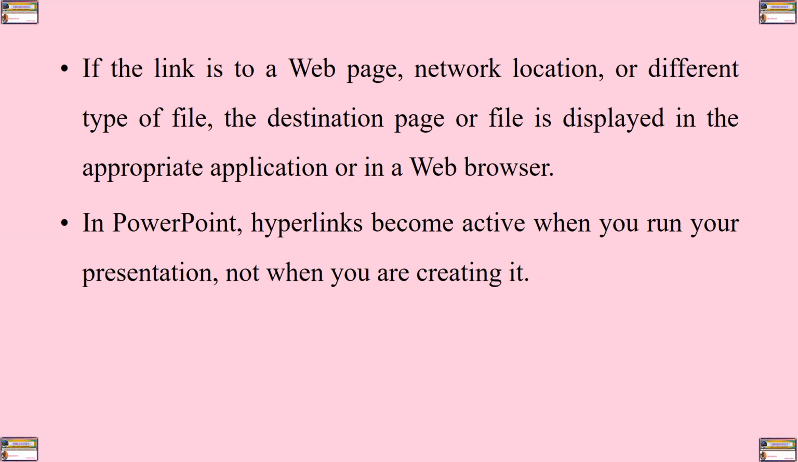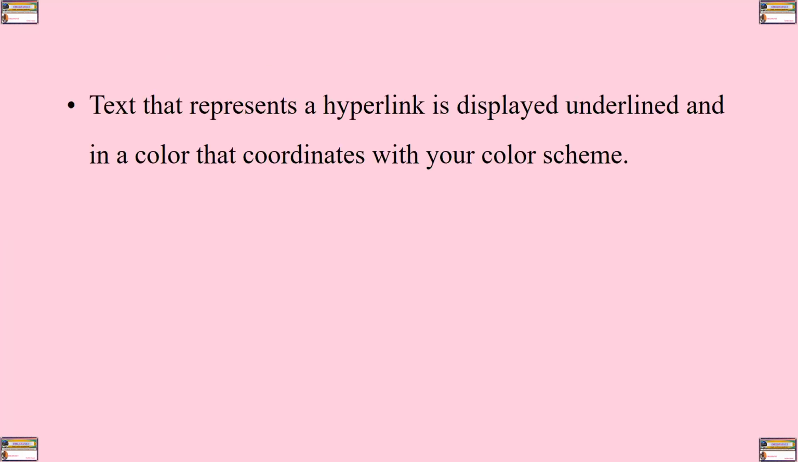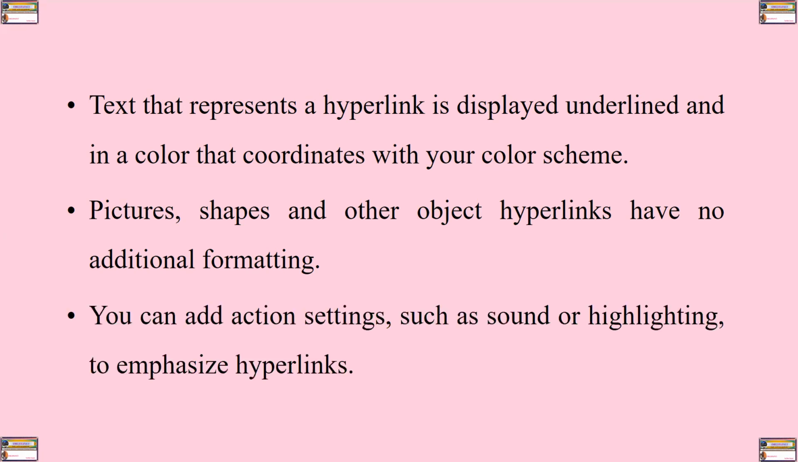In PowerPoint, hyperlinks become active when you run your presentation and not when you are creating it. When you point to a hyperlink, the pointer becomes a hand, indicating that it is something you can click. Text that represents a hyperlink is displayed underlined and in a color that coordinates with your color scheme. The pictures, shapes, and other object hyperlinks have no additional formatting. You can add action settings such as sound or highlighting to emphasize hyperlinks.